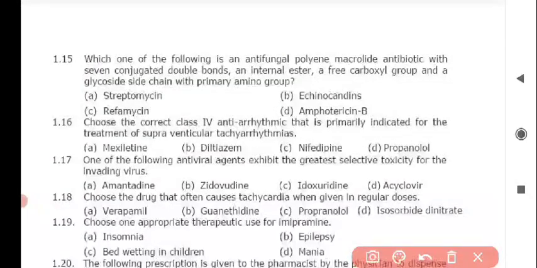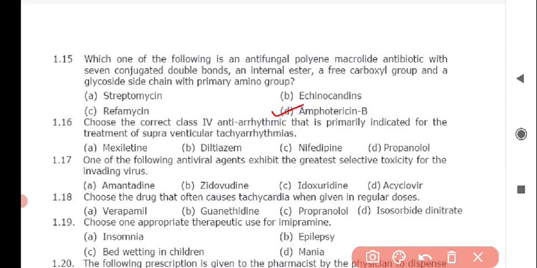Next question is, which one of the following is an antifungal polyene macrolide antibiotic with 7 conjugated double bonds, an internal ester, a free carboxyl glycoside side chain with primary amino group? So the correct answer for this question is option D, amphotericin B.